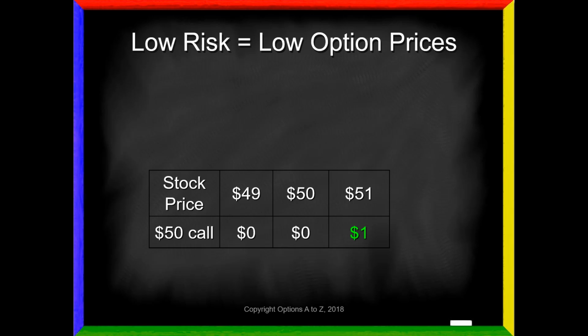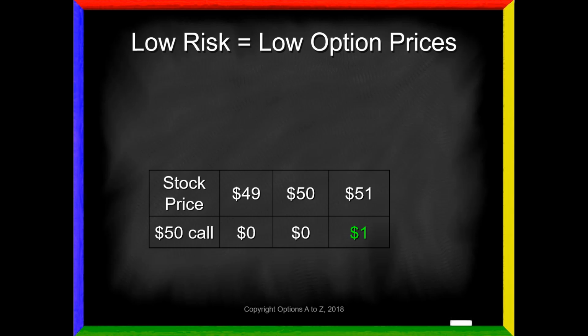So the thing that throws people is they don't understand why high volatility gives us high option prices. Well, let's take a look at the reverse. What if we have low risk or low volatility? It's going to give us low option prices. Why? Here's an exaggerated example.